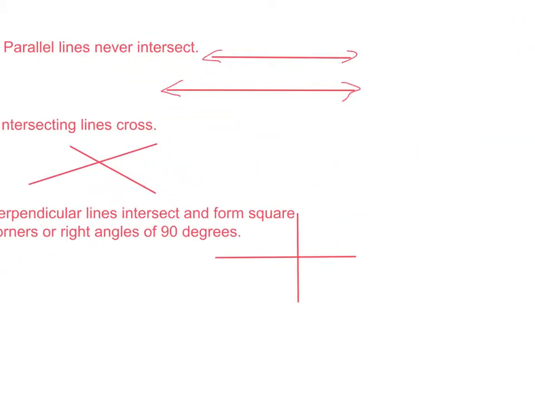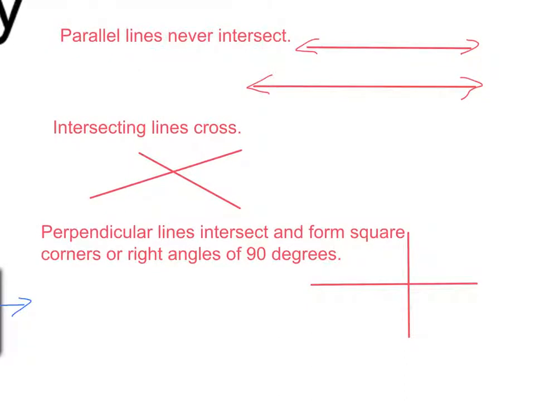Now, there are different things that lines do. Sometimes lines are parallel, and that means that they never intersect. So if these two lines went on forever and ever, they would never intersect or cross. Intersecting lines are crossing lines, two lines that cross.